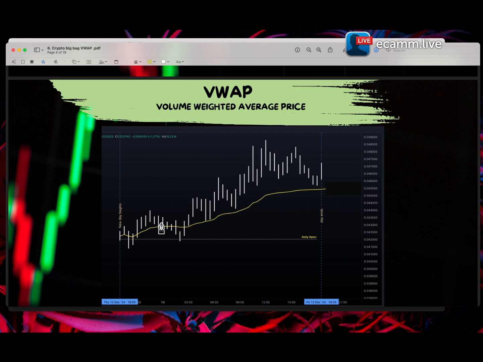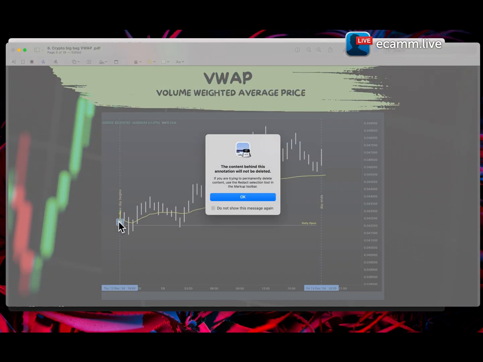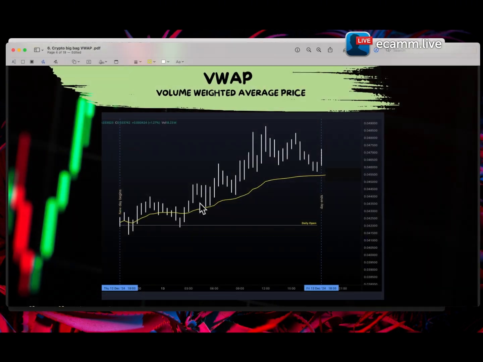In this case, as you can see right here, at the beginning of a new day, I anchored the VWAP from the beginning of the new day. It's a daily VWAP. You can see how it's acting as support, and price held and moved towards the high, right?